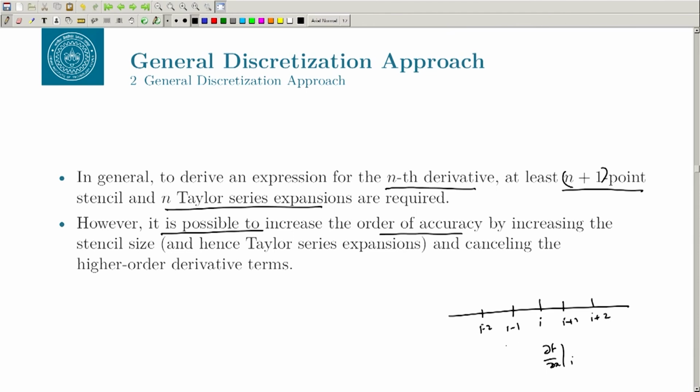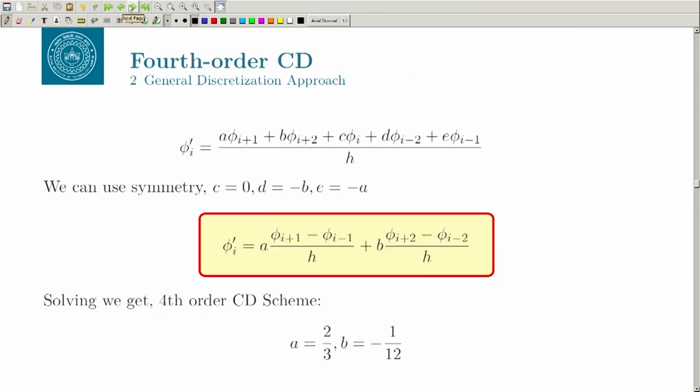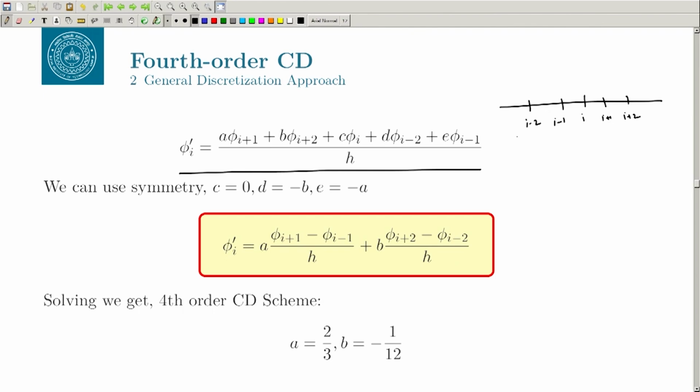But let us say you want to use these 5 points and calculate the del F by del x at I. So, how do you do that, right? So, you can use this general discretization approach. Okay. So, you can write your expression phi I prime as A phi I plus 1, B phi I plus 2, C phi I. So, we have 5 points, okay, I plus 1, I plus 2, I minus 1 and I minus 2, okay, and divide by h, right. So, this is your formulation.